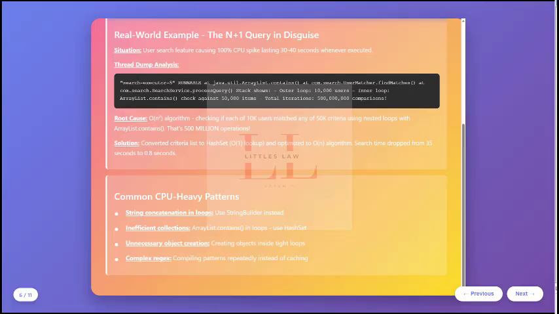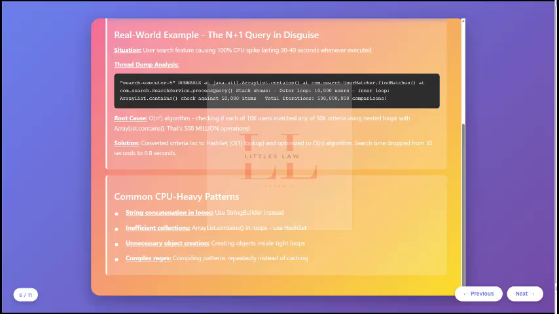The solution was actually straightforward. We converted the criteria list from an ArrayList to a HashSet. HashSet.contains is O(1), which is constant time, regardless of size. This changed the algorithm from O(n squared) to O(n), and the search time dropped from 35 seconds to 0.8 seconds.